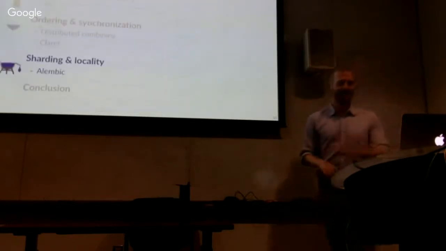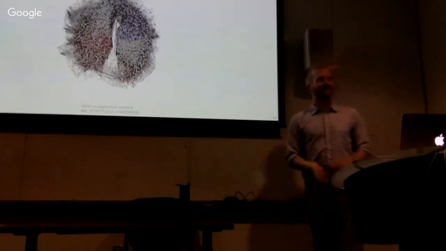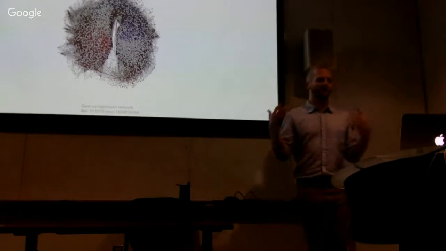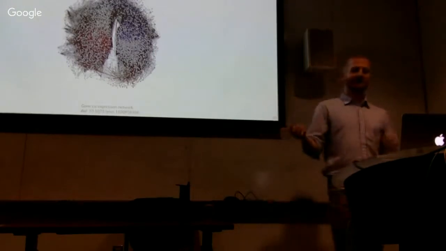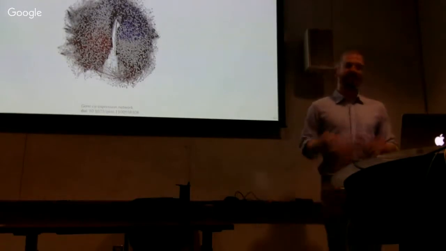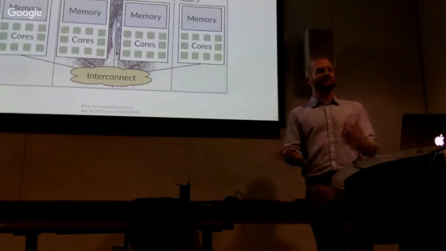All right, and then the last system, which I think we're going to get to all of them, is called Alembic. So imagine you have a large graph. This is a gene co-expression network. You might try to learn a gene regulatory pattern. And this graph is really big. It's going to take a while to do the analysis. So you want to use a cluster to do it.